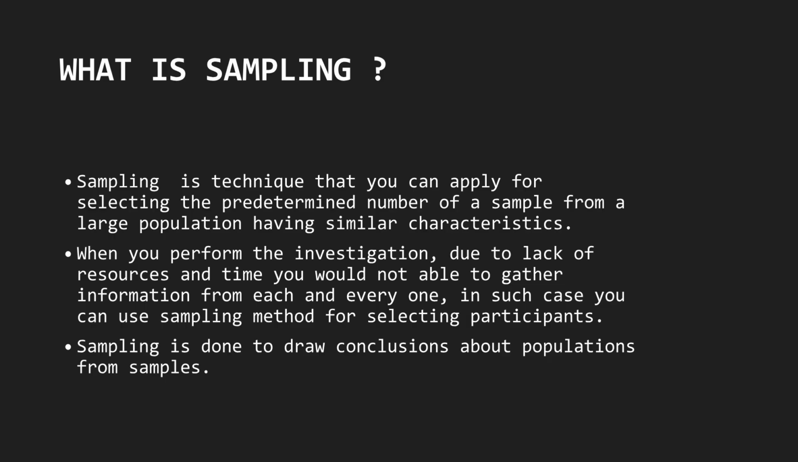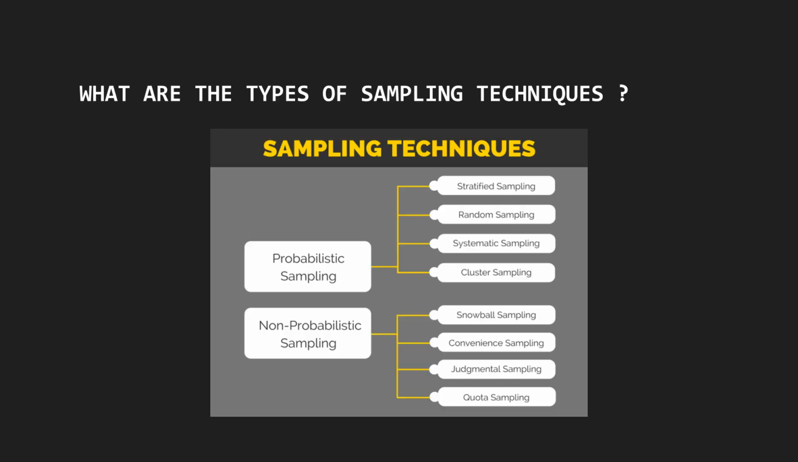Sampling is a technique for selecting a predetermined number of samples from a larger population with similar characteristics. It's used when gathering information from everyone is impractical due to resource or time constraints, allowing us to draw conclusions about populations from samples. Sampling techniques are broadly categorized into two types: probabilistic sampling and non-probabilistic sampling. Each category includes several distinct methods, as shown in the diagram.